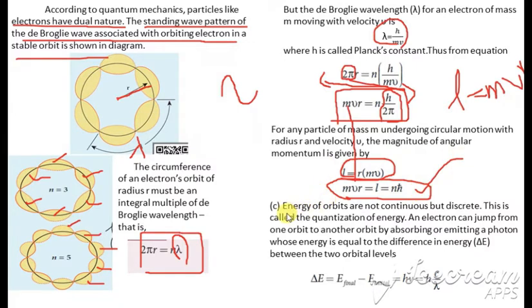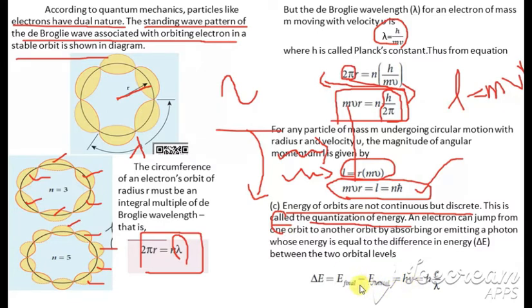Next, the energy of the orbits is not continuous but discrete. Here it is said that energy is discrete. This is called quantization of energy. So when the electron jumps from one orbit to another, this difference of energy is given out as one form of energy outside. That is given by del E, which is equal to E final minus E initial.